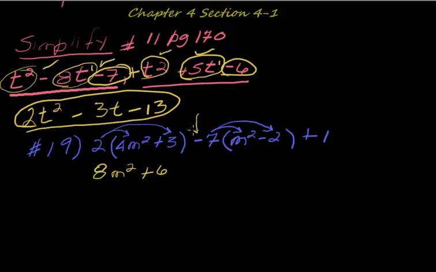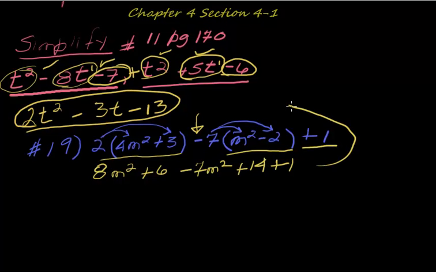Now this is where students often make mistakes, and it's a hard thing to understand that this entire quantity inside these parentheses is being multiplied by negative 7. There's a negative in front of this. So a negative 7 times 1m squared is minus 7m squared. And a negative 7 times a negative 2, a negative times a negative is a positive, so this is positive 14. Now we have cleared these parentheses, to which now we're going to add 1.